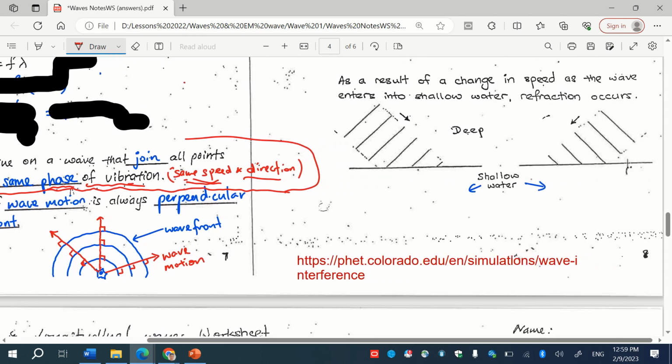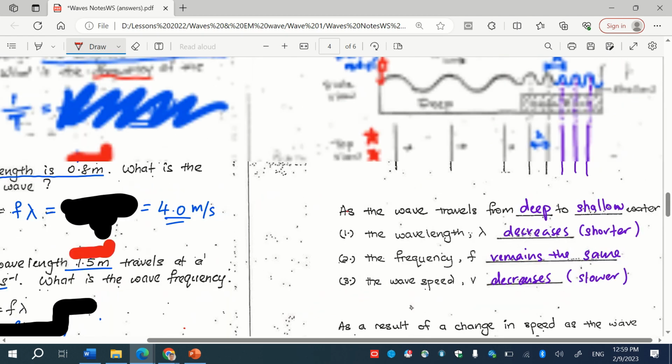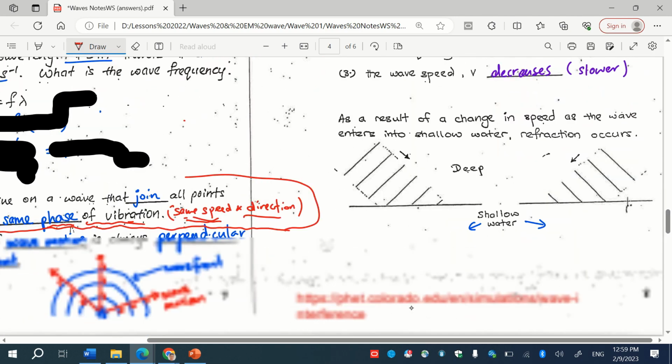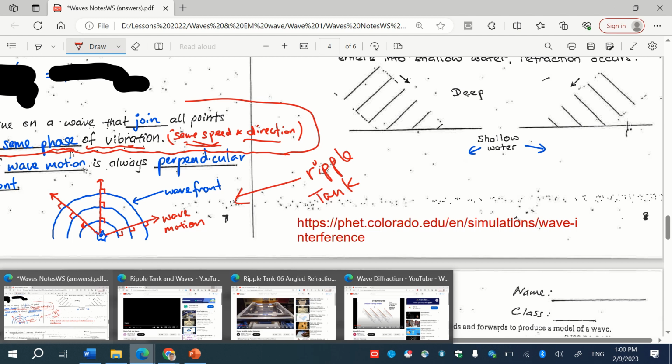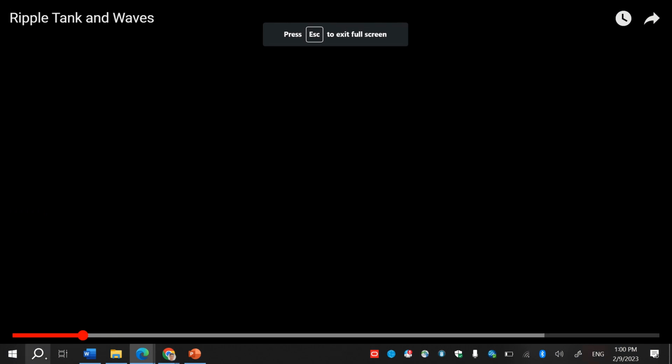Now, I'm going to introduce how we show ripples in the science lab using this thing called a ripple tank. How we show this kind of wave, the wavefront, using a ripple tank. I show it in the video clip next. You take a look at the video clip. Ripple tank looks like this. Very quickly.